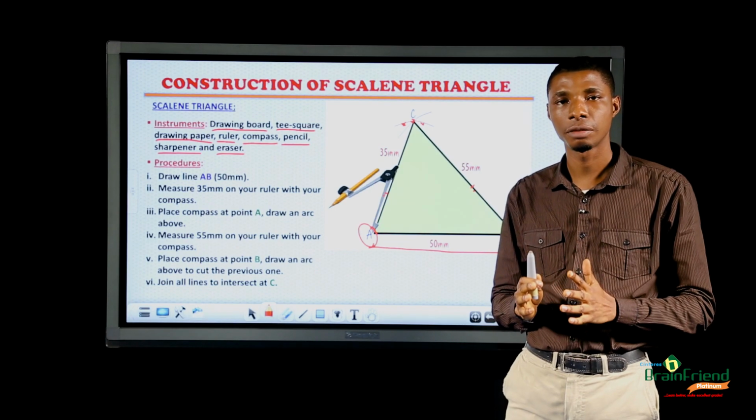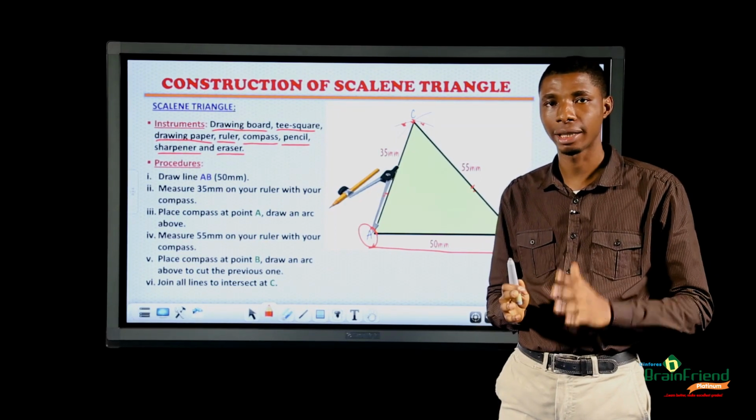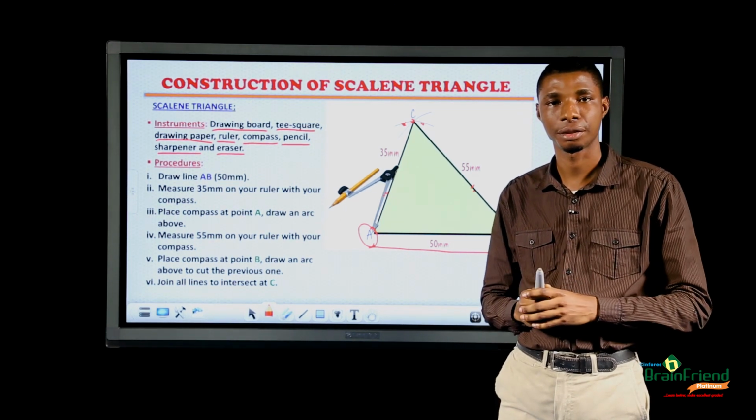This will be all for now for constructing types of triangles for our class. Now let's go on to see how we can inscribe a circle in a triangle and also circumscribe a circle around a triangle.